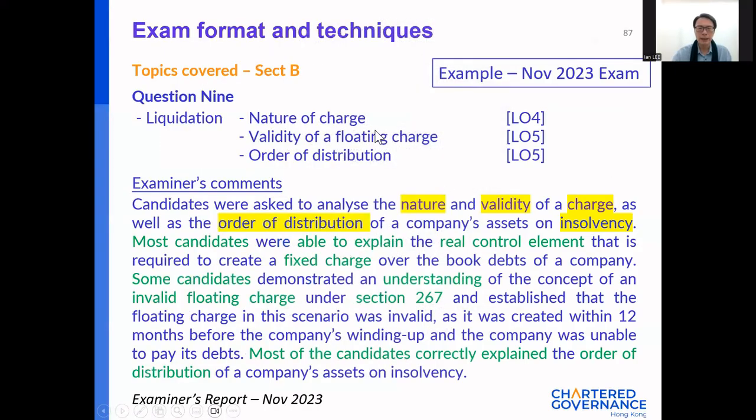So the nature of charge and validity of charge and order distribution, all these are from Learning Outcomes 4 and 5. So here you can see, according to the examiner, I guess everyone did well. You can see able to explain about the charges, about control, about invalidating the floating charge under 267, and the order distribution. This looks like a good question for that year for the candidates.